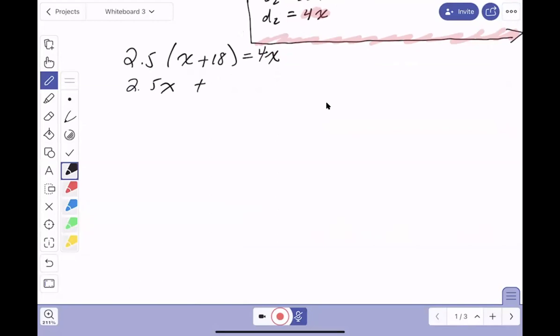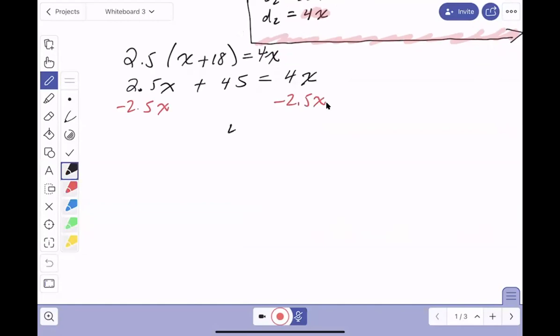That'll be 45. Again, if you're struggling with arithmetic, I want to encourage you to try to get better at it. But again, if you really struggle, I guess you have to use a calculator to do that. All right, let's keep going. I'm going to subtract 2.5 from both sides. I'm no longer thinking about the word problem. I'm thinking about solving an equation.